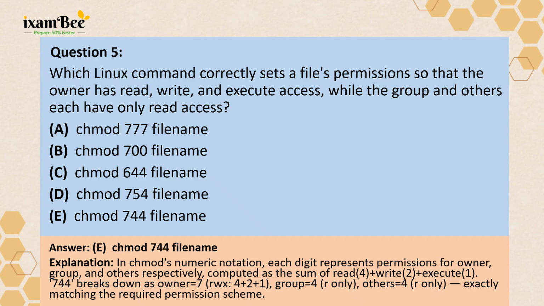Let's convert the required permissions into chmod's numeric notation, one group at a time. Each digit is the sum of read equals 4, write equals 2 and execute equals 1. The owner needs read, write and execute. That's 4 plus 2 plus 1, which is 7. The group needs read only. That's just 4. And others also need read only. Again, just 4. Put those three digits together in order: owner, group, others, and you will get 744. That's an exact match for what the question describes. So the answer here is E, chmod 744 file name.